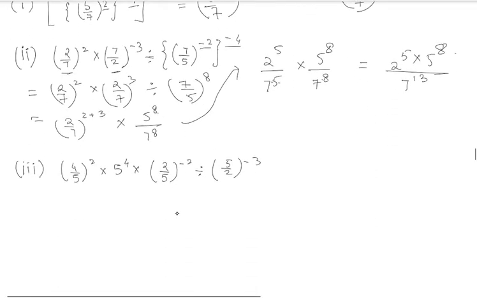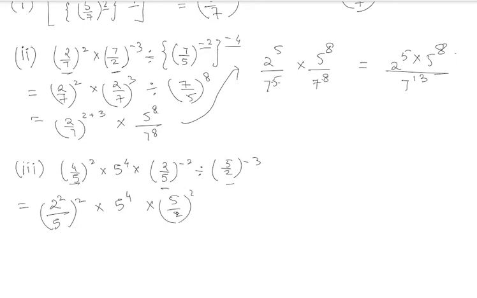Positive exponent. Next is 4 by 5, 2 by 5, 2 by 5, 5 by 2. So let's simplify. 4 can be written as 2 square. This is 5 to the power of 2 multiplied by 5 to the power of 4 multiplied by reciprocal. So 5 by 2 whole square, then division sign. So I'm keeping the division sign and changing this first. 2 by 5 to the power of 3.